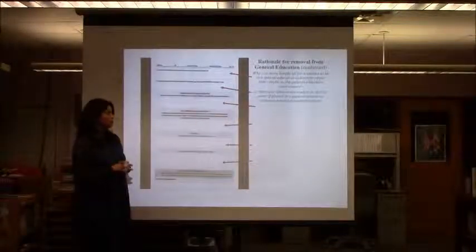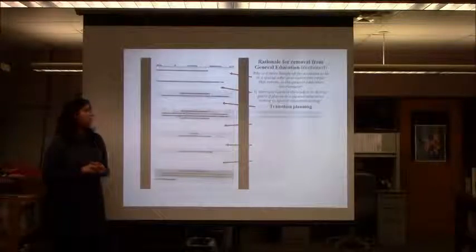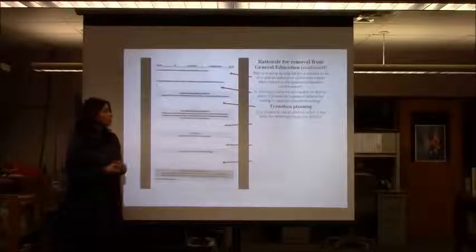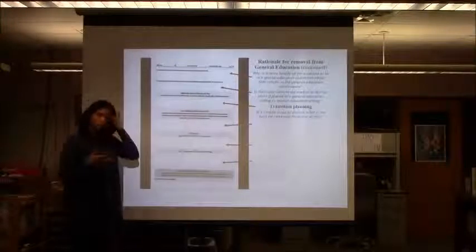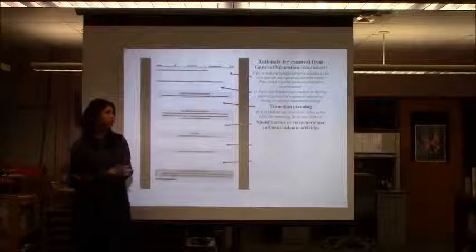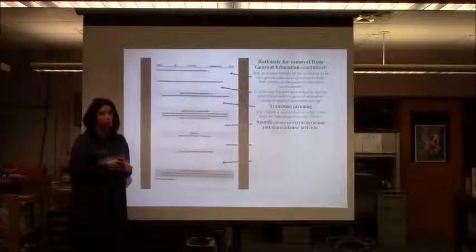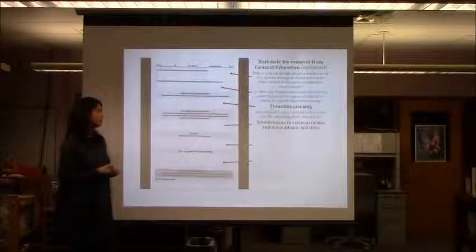So this continues on with the rationale of removal from general education. Is the student remaining in general ed more beneficial versus a student going into special ed? Is it a harm to the student, or to their peers? So all of that has to be spelled out in the IEP.